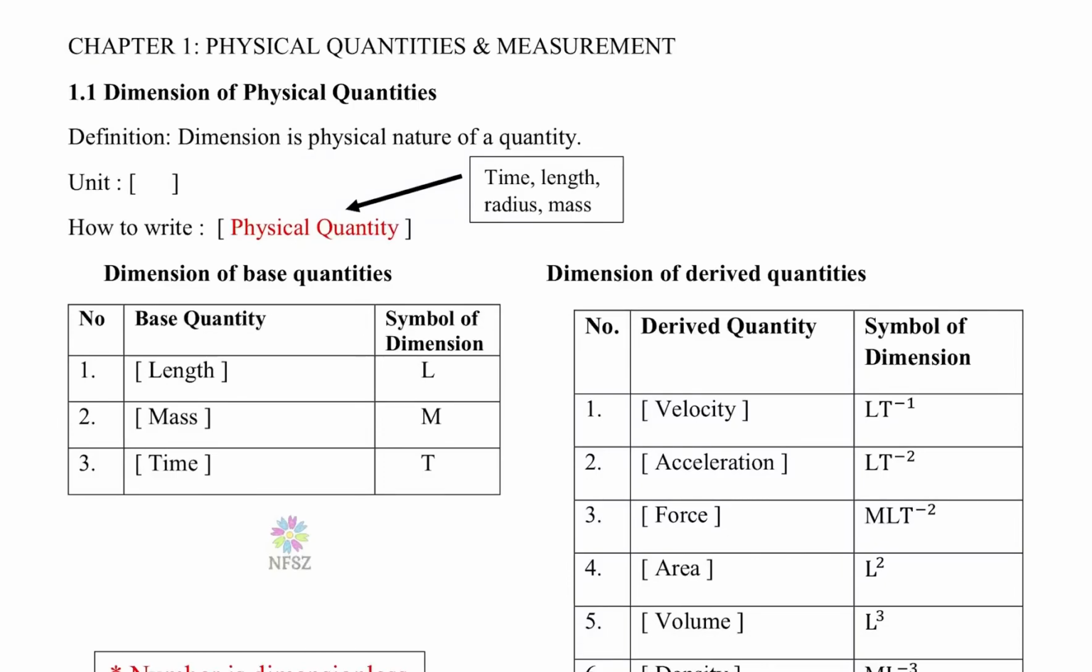Hi, so this video will be on dimension of physical quantities. Physical quantities are quantities that represent the physical thing. Basically your height, your width, your waist, your mass, everything that can be measured physically, right? So we normally have numbers. By definition, dimension is defined as the physical nature of a quantity.